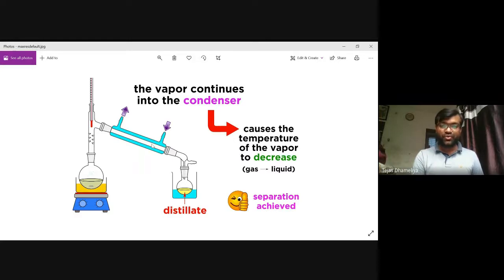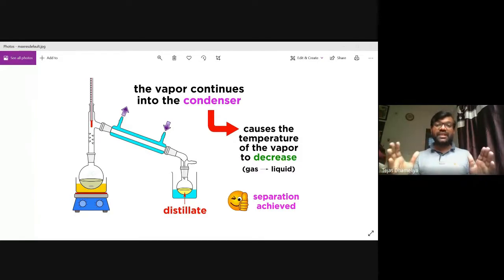Once the vapors are cooled, the pure distillate is here. The impurity in our solvent, which had a high boiling point, will remain in the distillation flask itself. This is the way that we can do distillation.